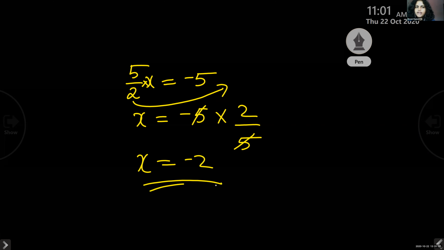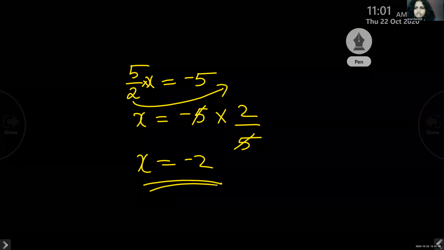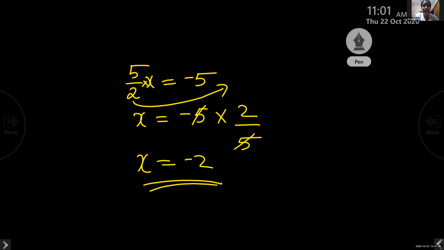Negative 2. Ma'am, I did it another way, but I got the same answer. Yes, I got the same answer, but I did it in a different way. Louder, louder. She's saying she got the answer, but she did it in a different way. Okay, no problem. How did you do it?